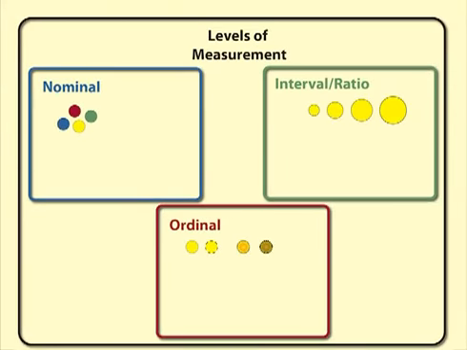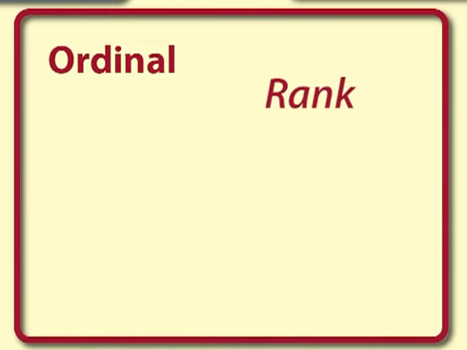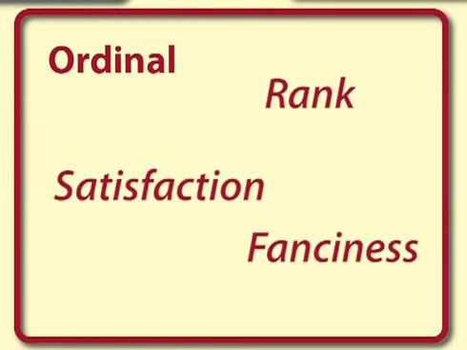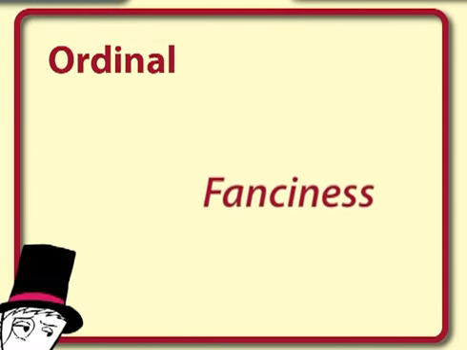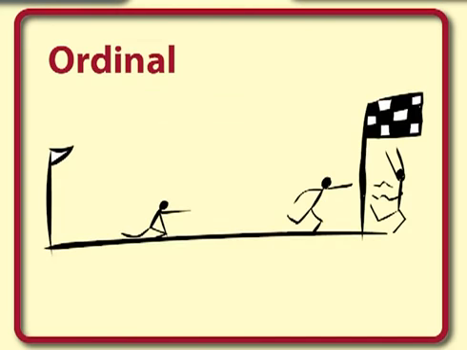The next level of measurement is ordinal. Examples of ordinal variables are rank, satisfaction, and fanciness. Ordinal variables have a meaningful order, but the intervals between the values in the scale may not be equal. For example, the gap between first and second runners in a race may be small, whereas there is a bigger gap between second and third.